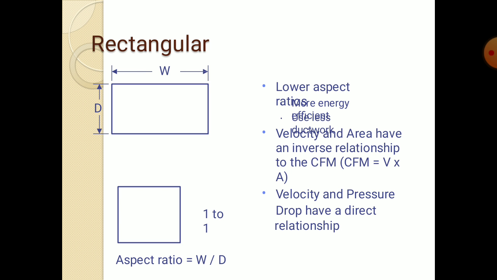This is the rectangular duct material where aspect ratio plays a very important role. Aspect ratio is the ratio of highest length to lowest length. W is its width, that is highest length, and D, that is depth, is its lowest length. So W by D is its aspect ratio, and aspect ratio 1 to 1 is nothing but square. Velocity and area have an inverse relationship with CFM. CFM is equal to velocity into area. Velocity and pressure drop have a direct relationship.